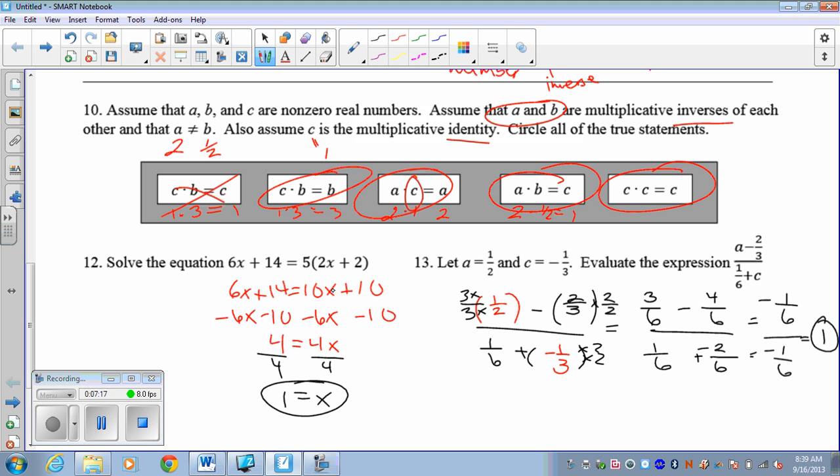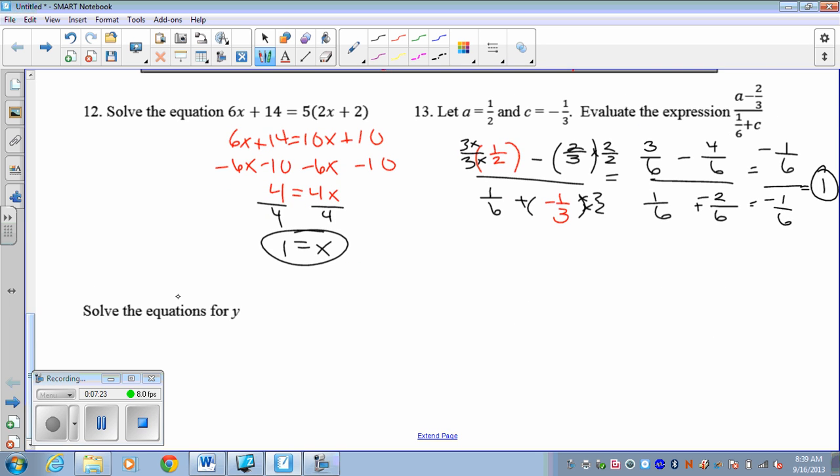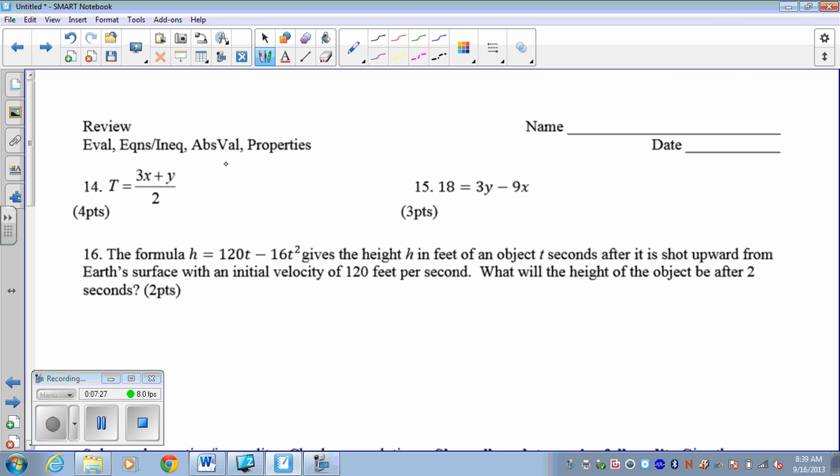Alright. So there's fractions for you. Solve the equations for y. Need to get y by itself. First thing I need to do is get rid of this fraction here. So I'm going to multiply both sides by 2.